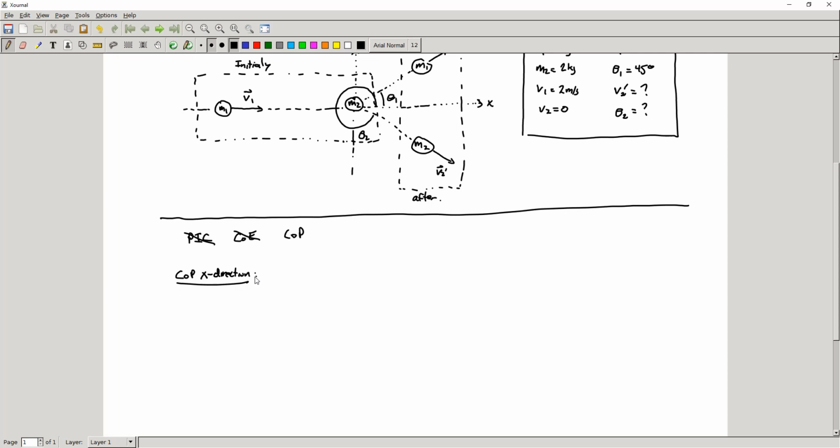Okay, so in the x direction, what does conservation of momentum tell us? Well, it tells us that the momentum of object 1 in the x direction plus the momentum of object 2 in the x direction initially is equal to the final momentum of object 1 in the x direction plus the final momentum of object 2 in the x direction. Okay, and again, since we know that p equals mv, this will allow us to rewrite this as follows.